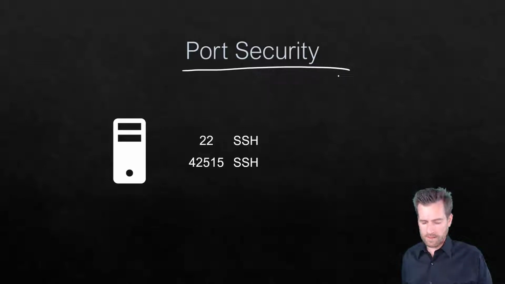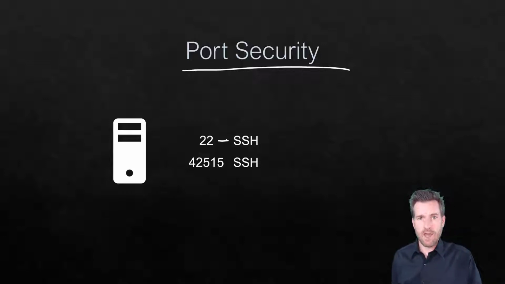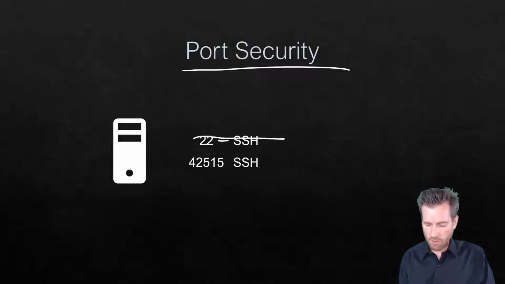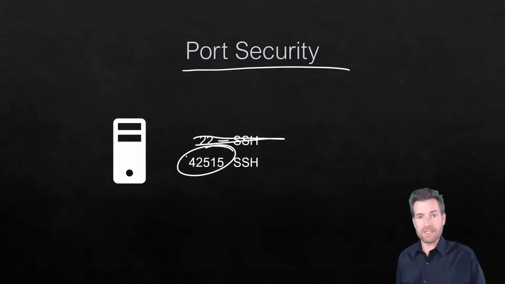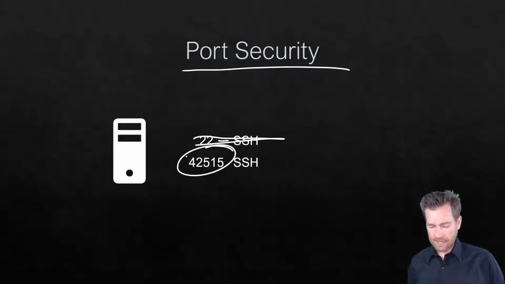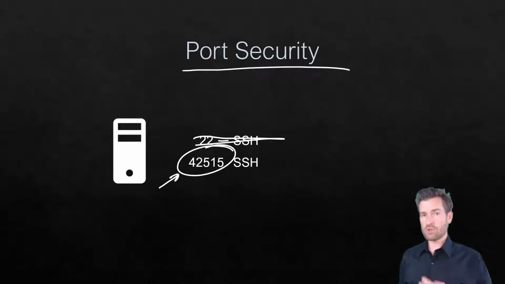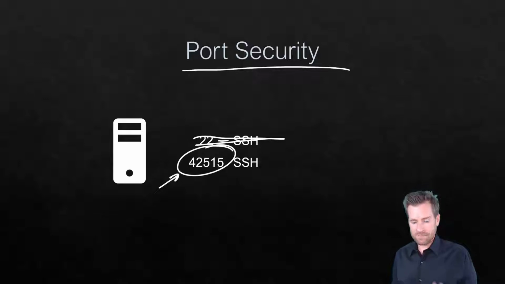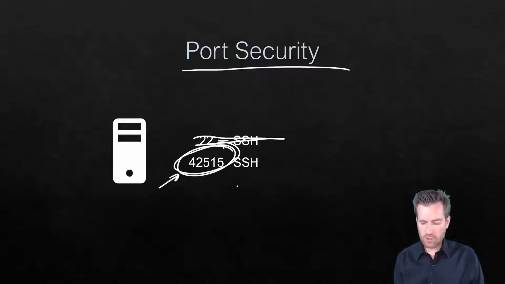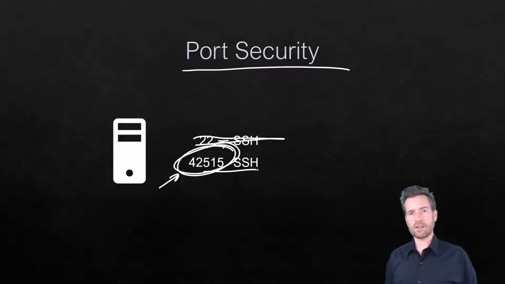Okay, another aspect of port security is using non-standard ports for certain services, and there is an element of security with this. In this example, port 22 is associated with SSH. But if we were to change that to a different port and say we're going to associate 42,515 with SSH on this box, then the devices connecting to it are using a non-standard port, and you have to specify what port you're using to connect to this box. We call this security through obscurity.